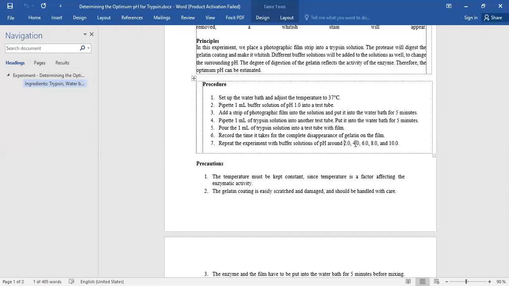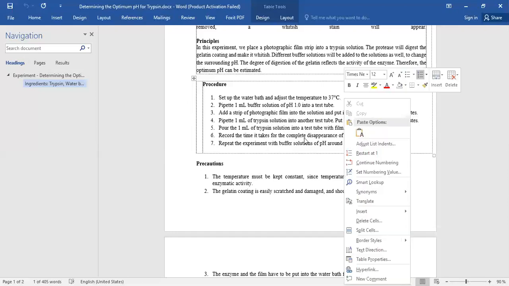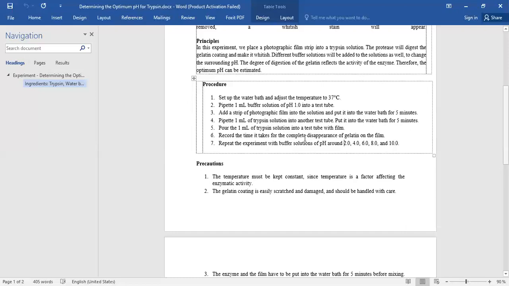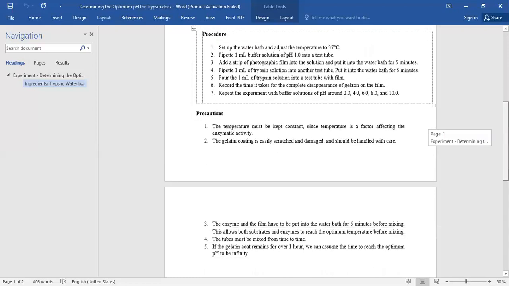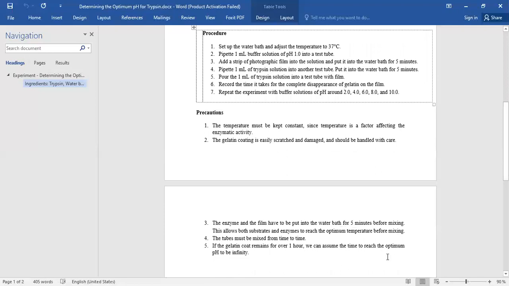So by using this experiment, we can analyze the best pH for trypsin. Our experiment is over here. Thank you very much.